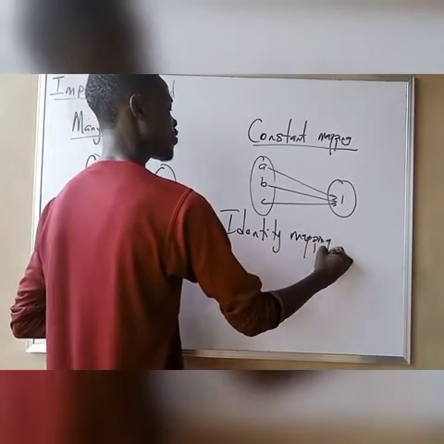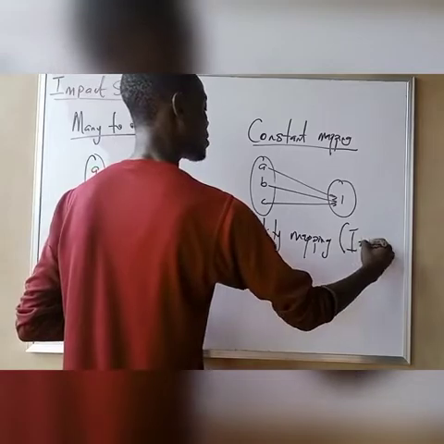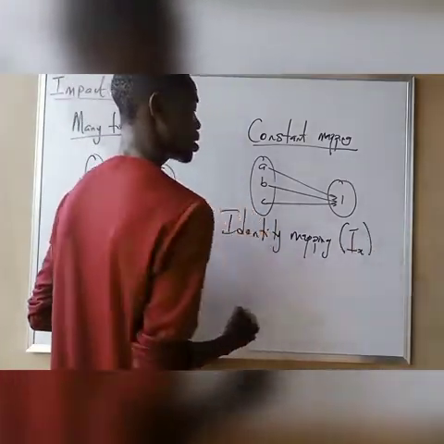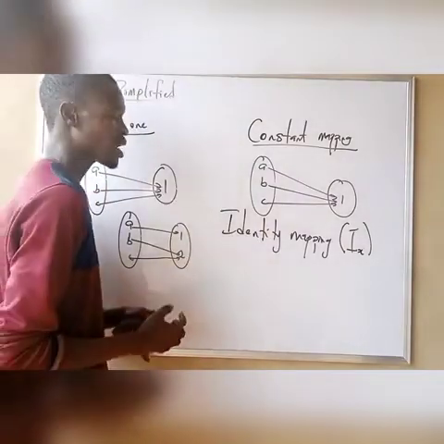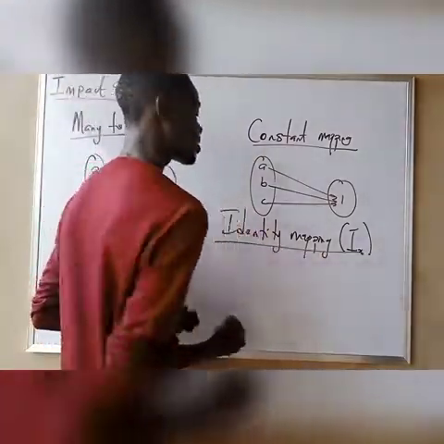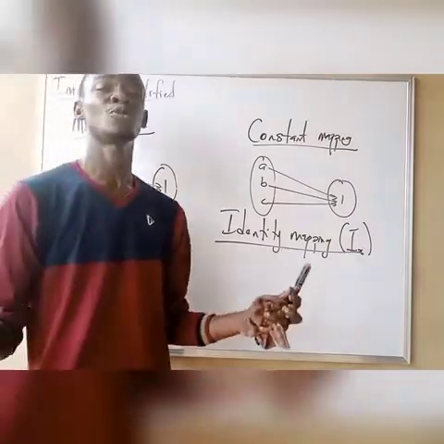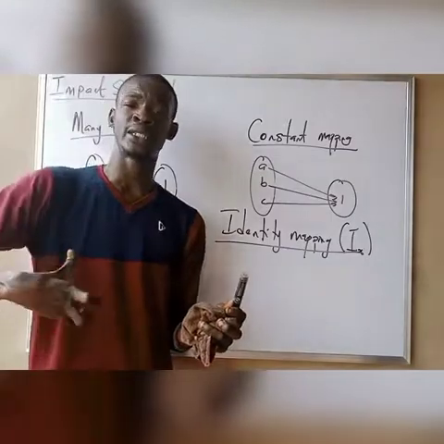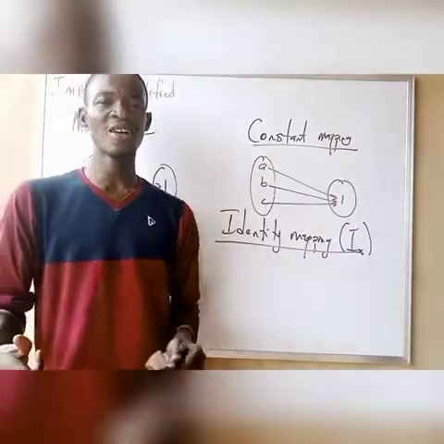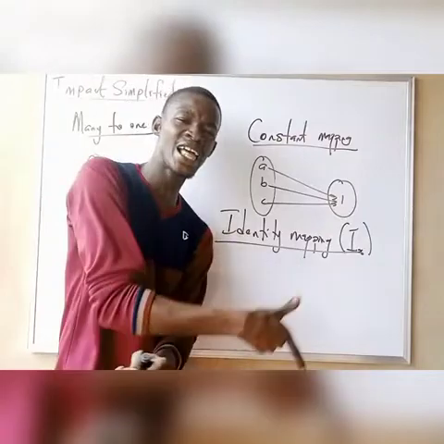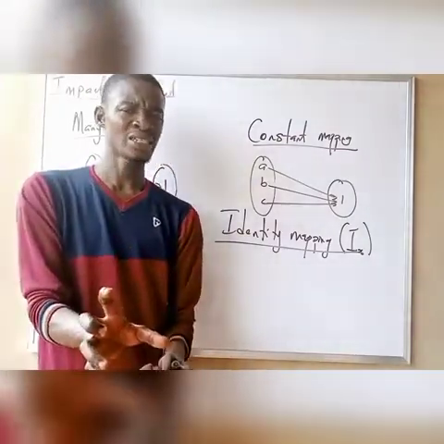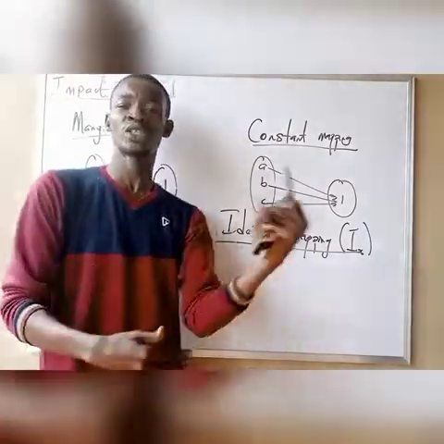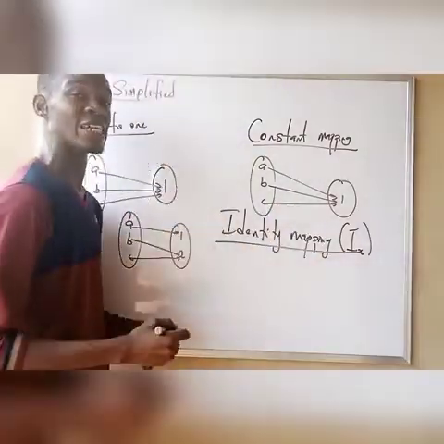And not to waste time, let us explain the meaning of identity mapping. When we are talking of identity mapping, it simply means I underscore X. So what is the meaning of identity mapping? Identity mapping is simple. It simply means every element in the domain is having the same element in the codomain. Do we get that? So if you are standing in front of a mirror, who will you see? You will see yourself. And that is the meaning of identity mapping.